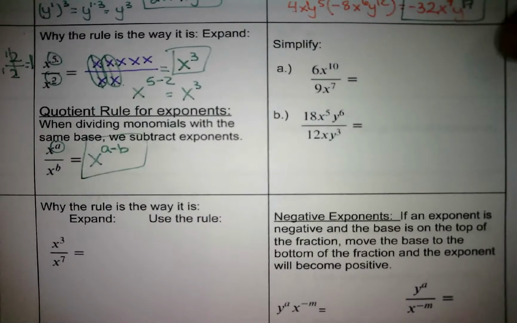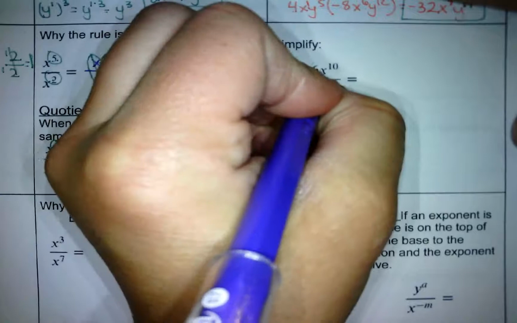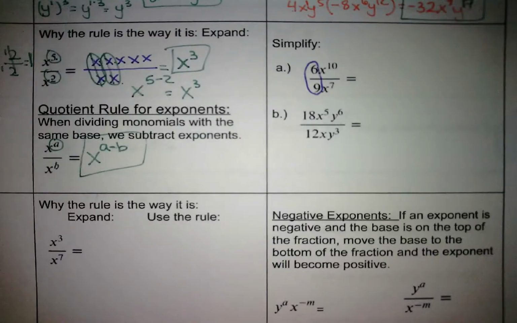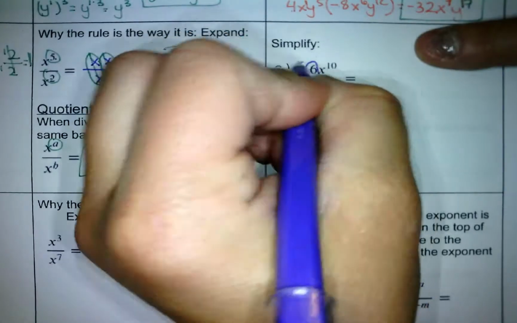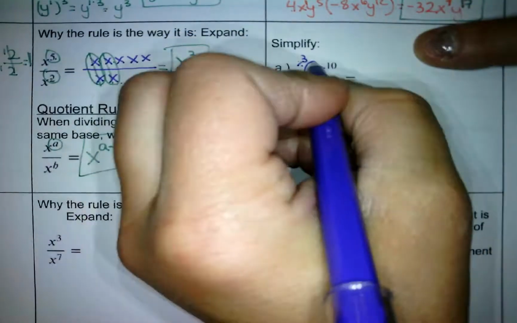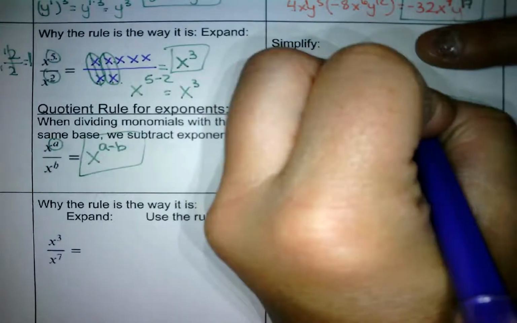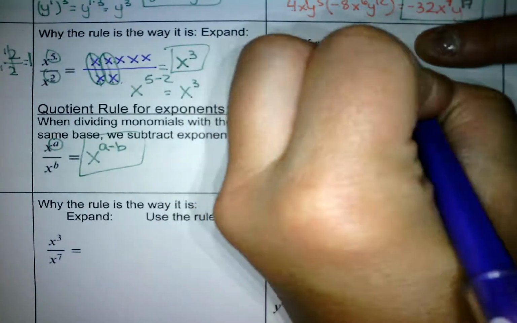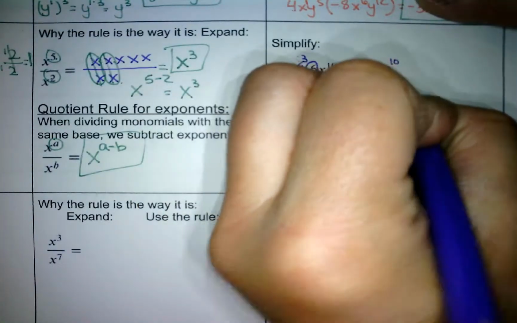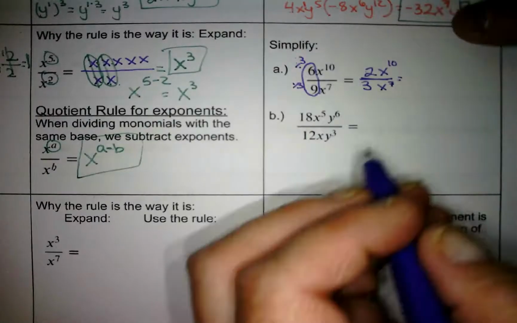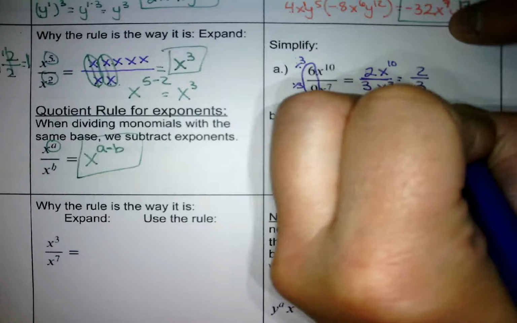Okay, so these once again are a little different because they actually do have some numbers in them, some coefficients in them. So the very first thing I always like to do is do my coefficients first. So 6 over 9, I need to reduce this. I need to put it in lowest fraction form. So 6 and 9 can both be divided by 3. 6 divided by 3 is 2. 9 divided by 3 is 3. So now I have 2 over 3 x to the 10th over x to the 7th. So now that's going to be 2 over 3, and this goes in the numerator.